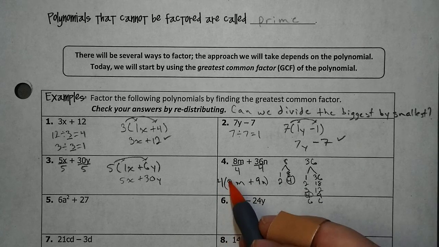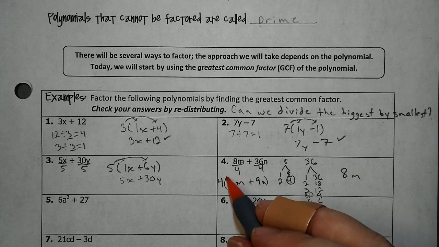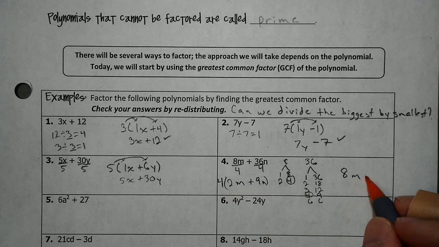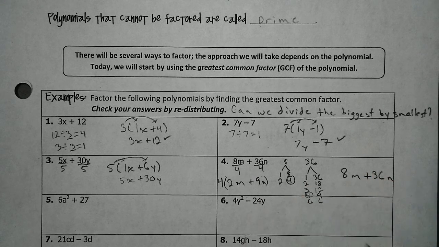When we check by distributing, 4 times 2m is 8m. And then 4 times 9n is going to be 36n. And that's what we started with. So we know it checks out. I'm going to stop the video here. We'll do a few more examples in the next one.